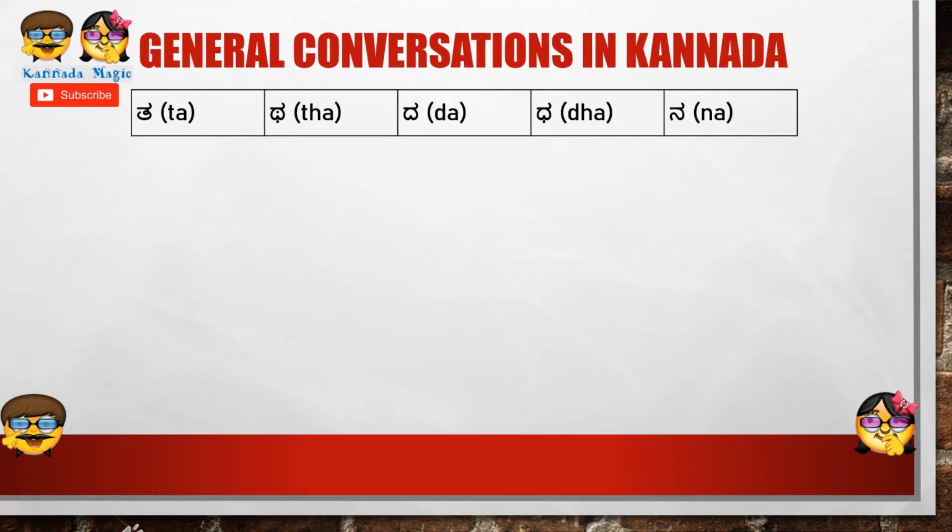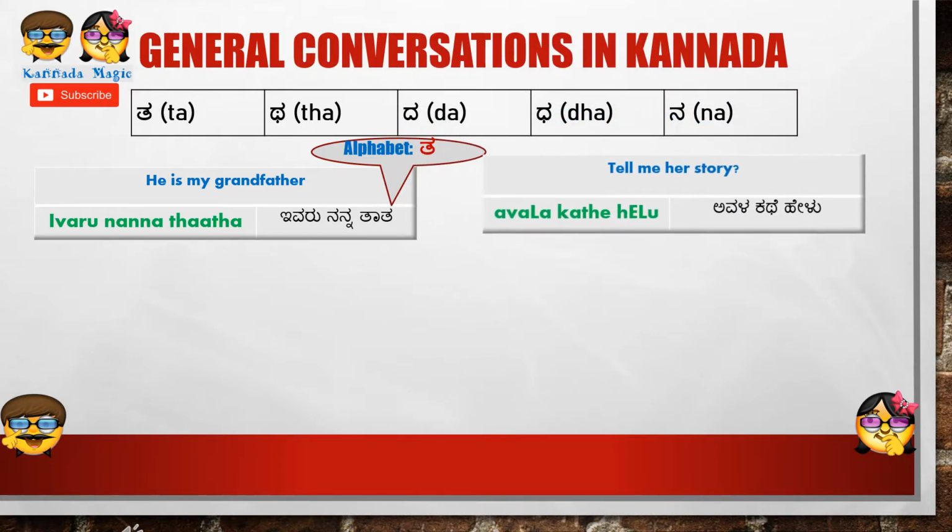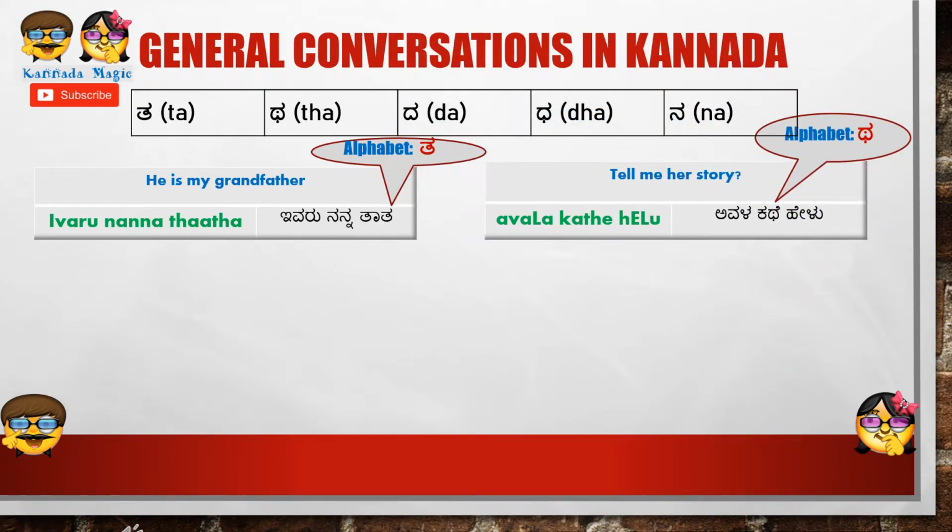The next 5 consonants are tha, tha, da, dha, and na. So the first character ta is used in tata. Tata means grandfather. When you want to say he is my grandfather, you will say ivaru nanna tata. The next alphabet is tha. It is used in kathe. Avala kate helu means tell me her story.